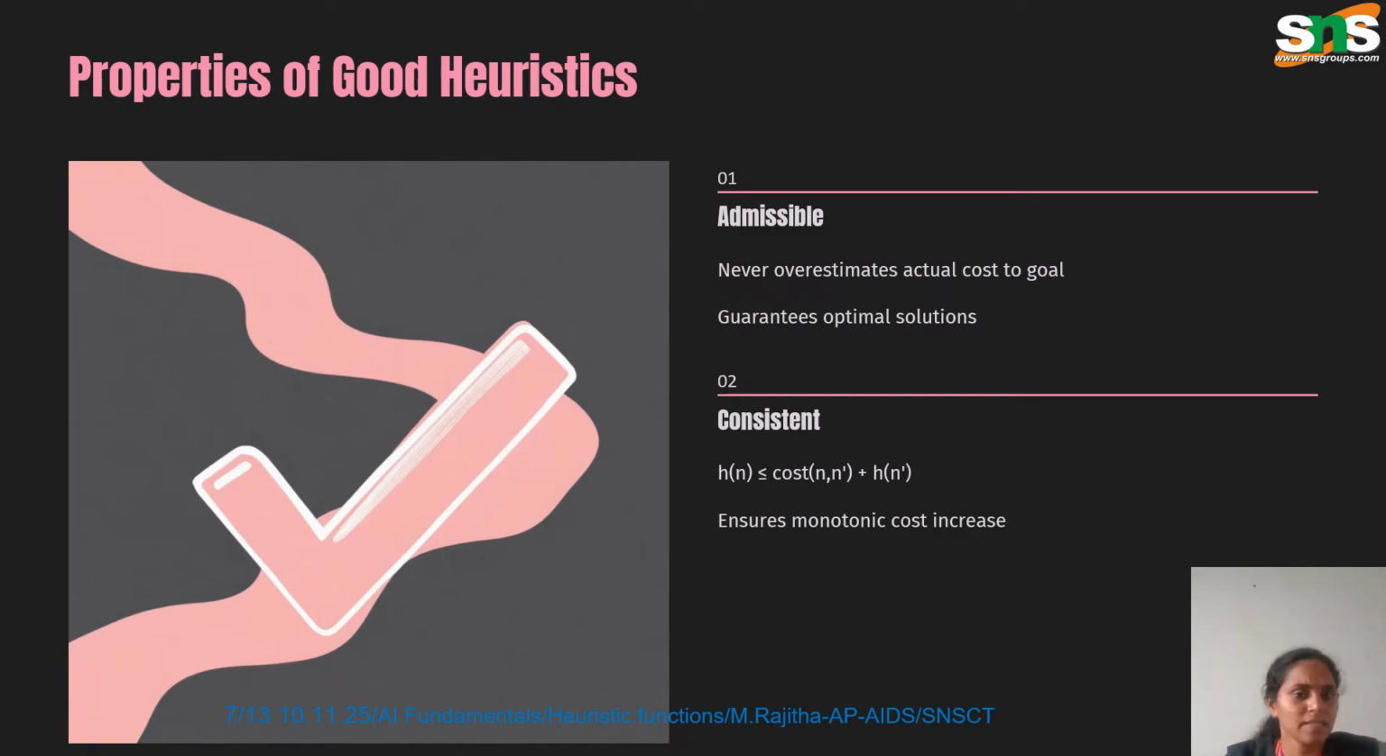Properties of good heuristics. A good heuristic should have two main properties: admissible and consistent. Admissible means it never overestimates the actual cost. This means the heuristic is optimistic and ensures we don't miss the best solution. Consistent: the estimated cost from the start to the goal should always follow a non-decreasing pattern. Mathematically, h(n) is less than or equal to cost(n, n') plus h(n'). These properties make algorithms like A star both efficient and accurate.